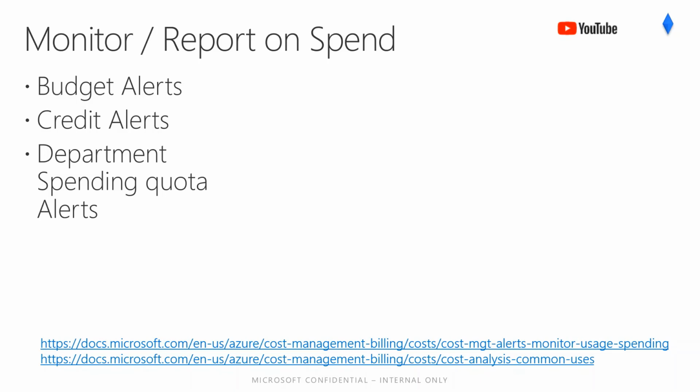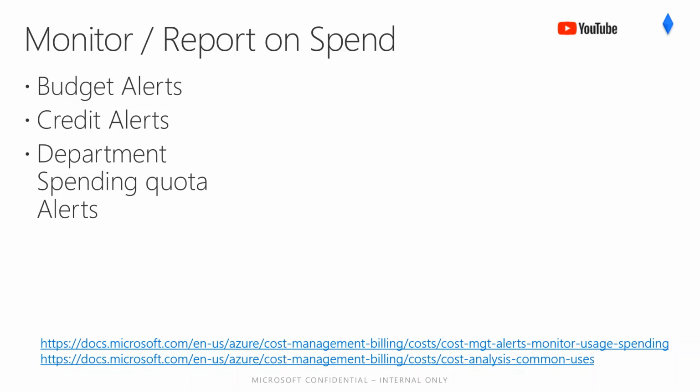Monitor Azure costs with budgets, alerts, and cost analysis. Cost alerts are automatically generated based on when Azure resources are consumed. Alerts show all active cost management and billing alerts together in one place. When your consumption reaches a given threshold, alerts are generated by cost management. There are 3 types of cost alerts: budget alerts, credit alerts, and department spending quota alerts.